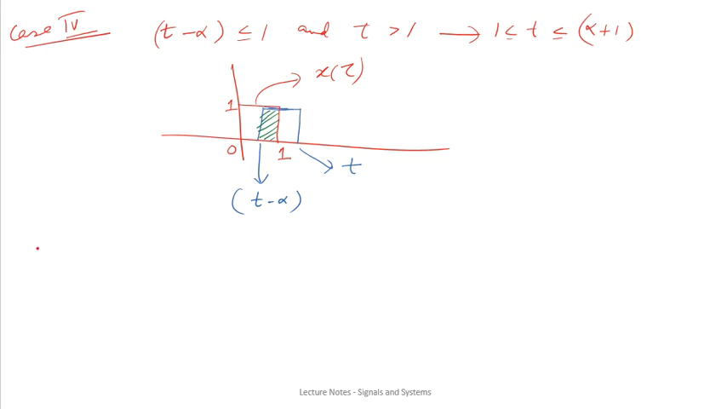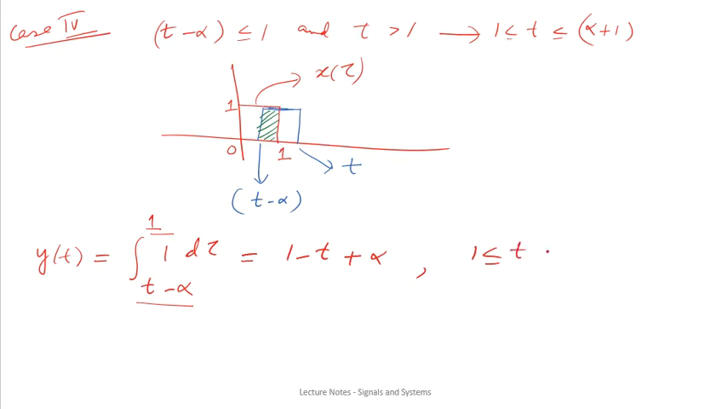So again you can just calculate the convolution, and the limits will again be according to the period of overlapping. Here the period of overlapping is between t minus alpha and 1, that is why the limits are put as t minus alpha to 1. So 1 d tau will be equal to 1 minus t plus alpha, for time limits in between 1 and alpha plus 1.